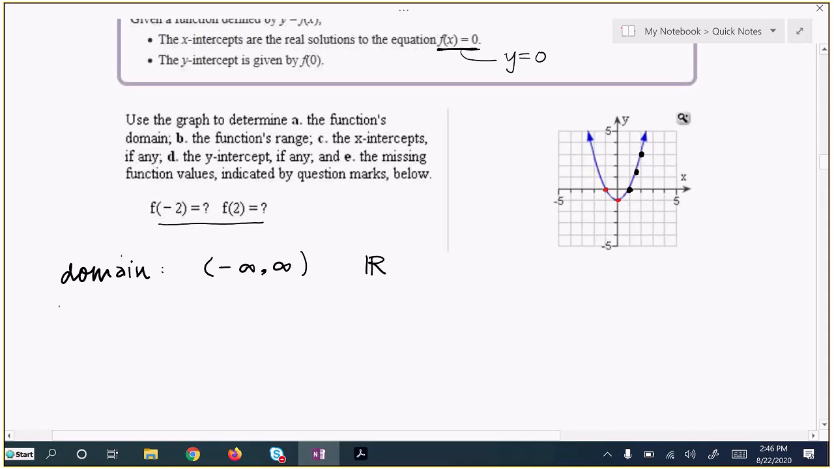Then we want to determine the range. So the range is the collection of all of the y values. And I can see from the picture that the graph appears to start at -1 and it attains all of the y values larger than -1, but it doesn't get any smaller. So from the picture, it looks like it starts at exactly -1 and goes to infinity.